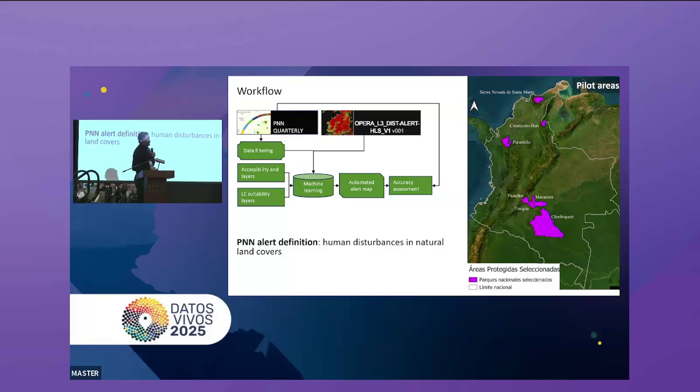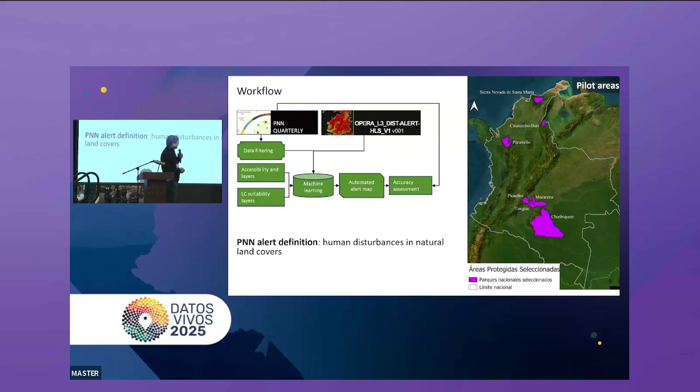So we implemented a rather straightforward workflow, which is the alerts that they produce as part of their quarterly alert system as training data, and we used a product that is called OPERA DIST Alerts. This is a product that is developed from the Harmonized Landsat Sentinel product, which produces information every 3 to 4 days. And produced automated maps with the training of a machine learning algorithm, and also produced an accuracy assessment.